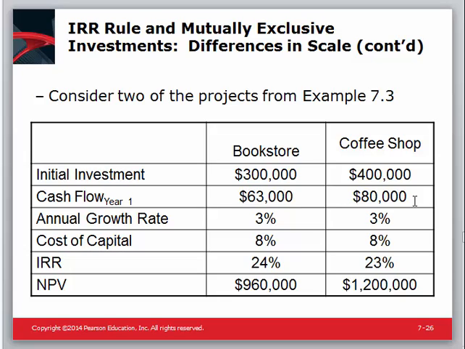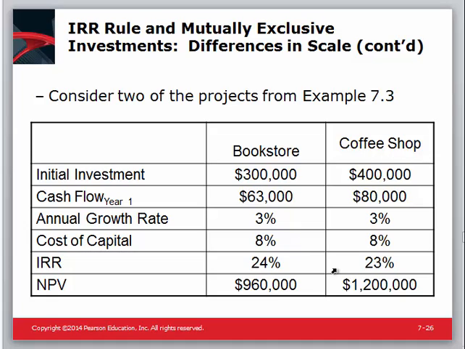If you calculate them out, you get 24%, 23%. The coffee shop has a higher net present value of $1.2 million. The bookstore is at $960,000. So, what should we do with this project? Should we do it or shouldn't we do it? Should we do both of them? Well, I think it's obvious that we should do both of them. They both have positive net present values, but ultimately, how are we going to make this decision?